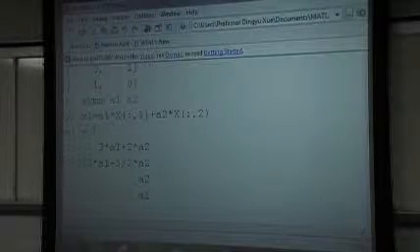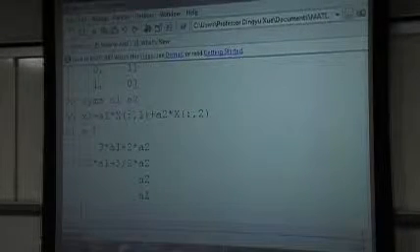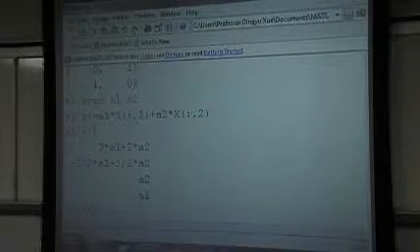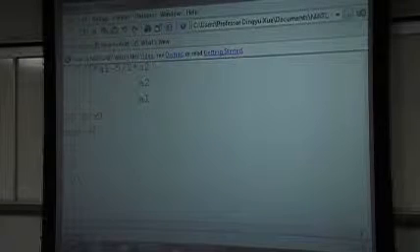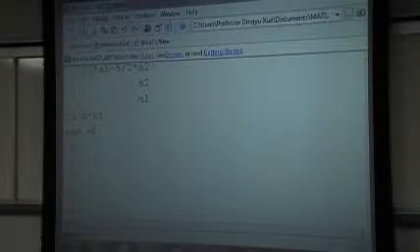No matter how we select A1 and A2, it is a solution to the homogeneous equation, so we can check A times X1. We will see that it satisfies the homogeneous equation, no matter how we select A1 and A2.